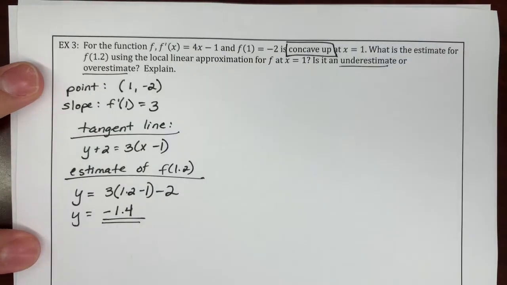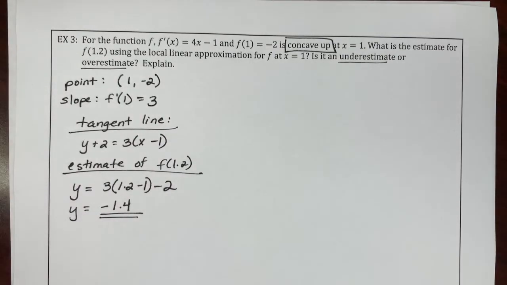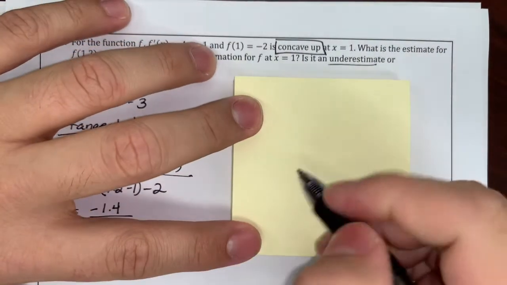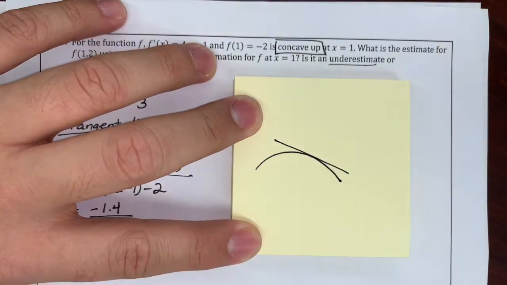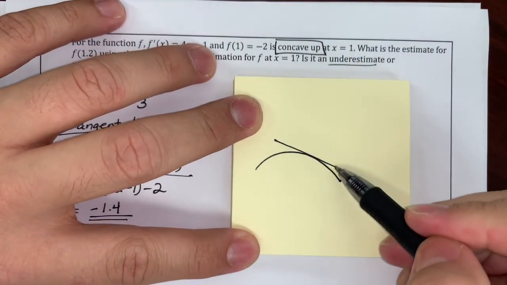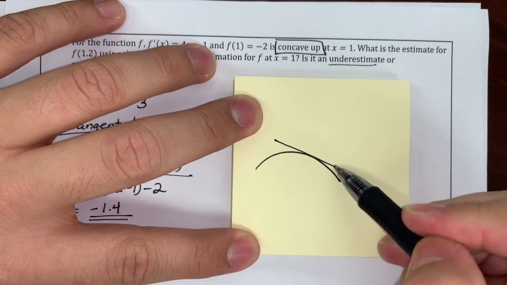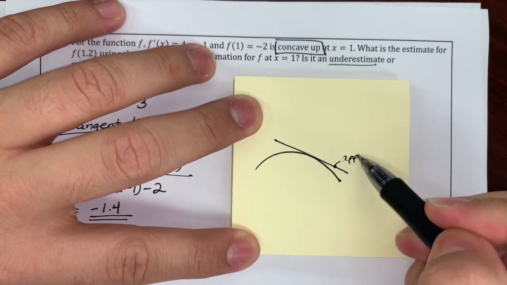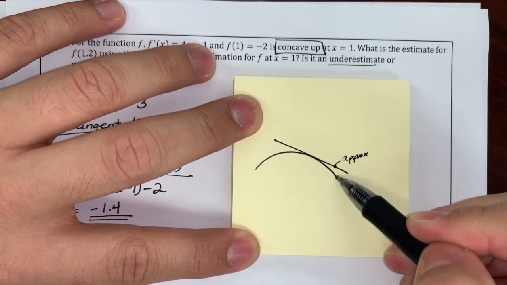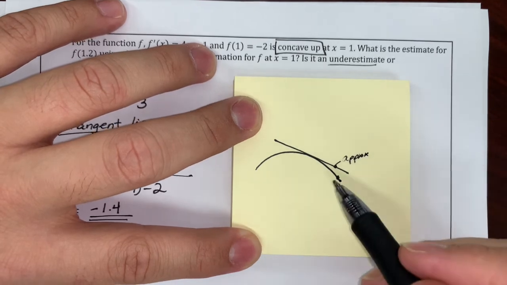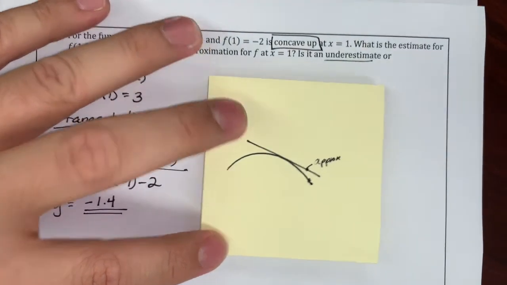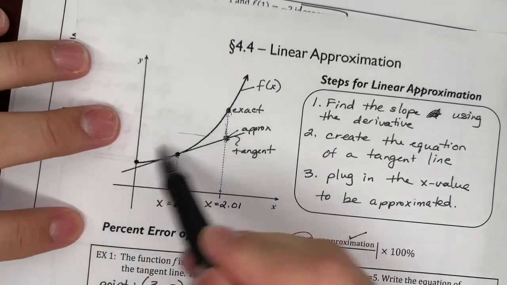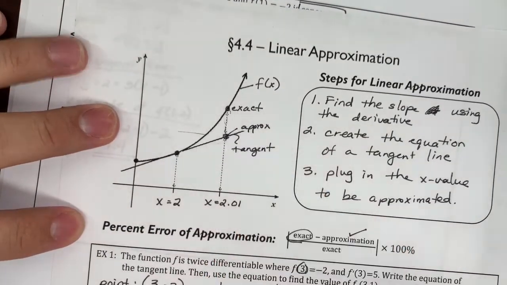And it would be the opposite case. Like, I'll just draw a random example if it was concave down. If it was concave down and you had your tangent line there, right? Let's say we're looking at an x value over here. This approximation is going to be above what the actual value is. So if it's concave down, your approximation is going to be an overestimate. And if it's concave up, like this one, then your approximation is going to be an underestimate.